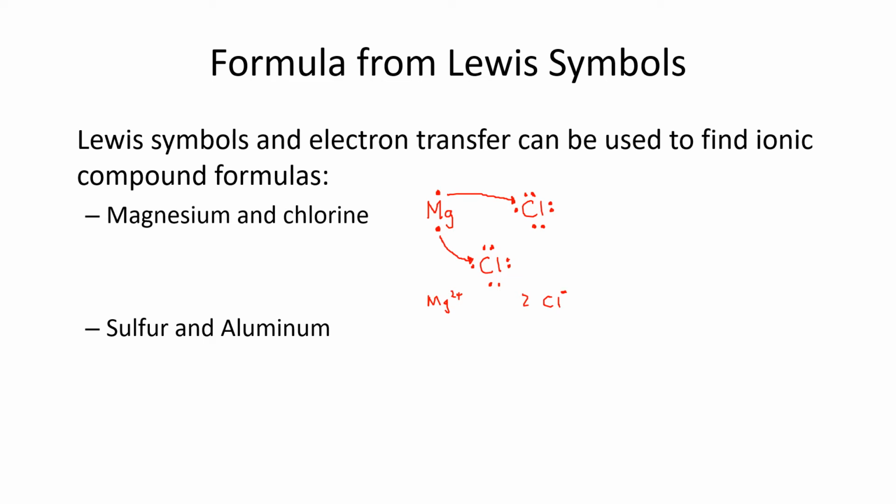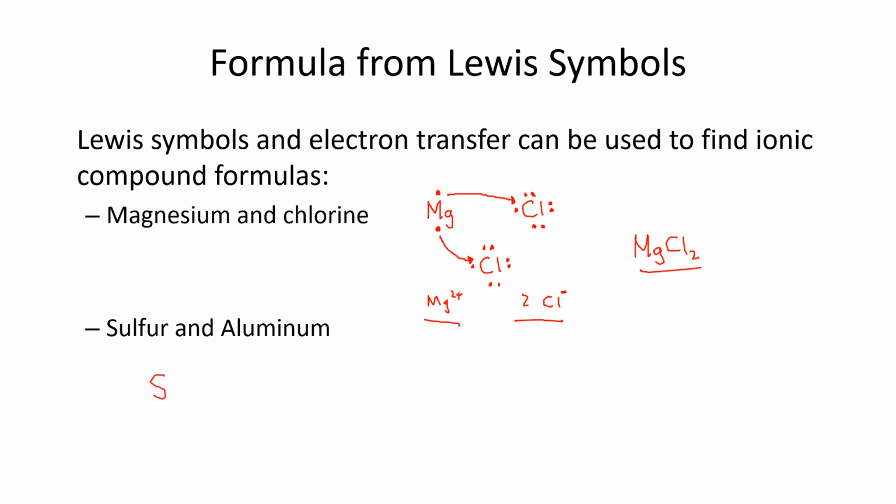So the formula from this, you use the ratio from your electron transfer here, and you'll end up with Mg, one magnesium, and then Cl2, 2 chlorines. That'll be your formula. Okay, so let's have a look at one that's a little more complicated here.